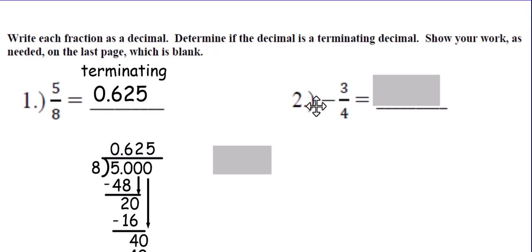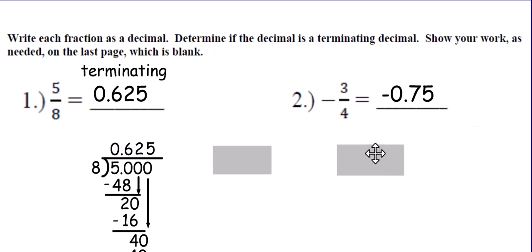Now this next one, number 2, is also one you should have memorized. -3/4. It's the same as 3/4 with a negative sign in front of it. That's -0.75. You should definitely know 1/4 and 3/4 as decimals. So I'm definitely not going to show the long division for this one.